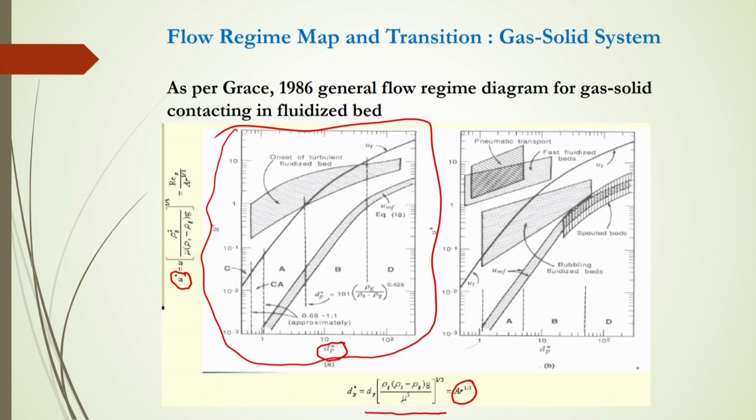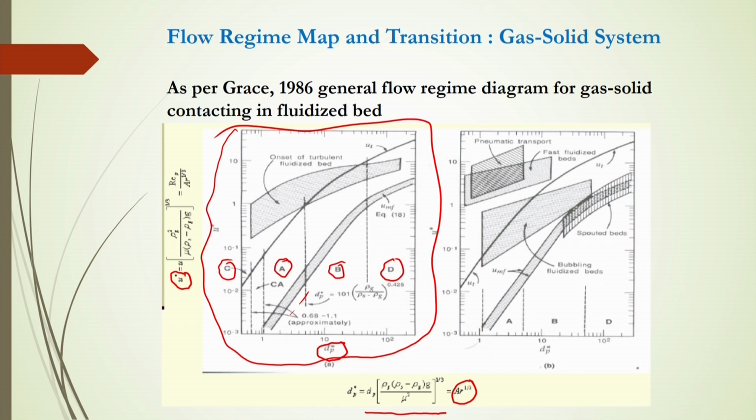Now, if you see this figure here, we are getting different types of phenomena. First, we will see this C, A, B and D. These are the different types of particles here, and these lines represent the transition lines. The data on these lines will give you the transition data, beyond which you can get the different flow patterns.